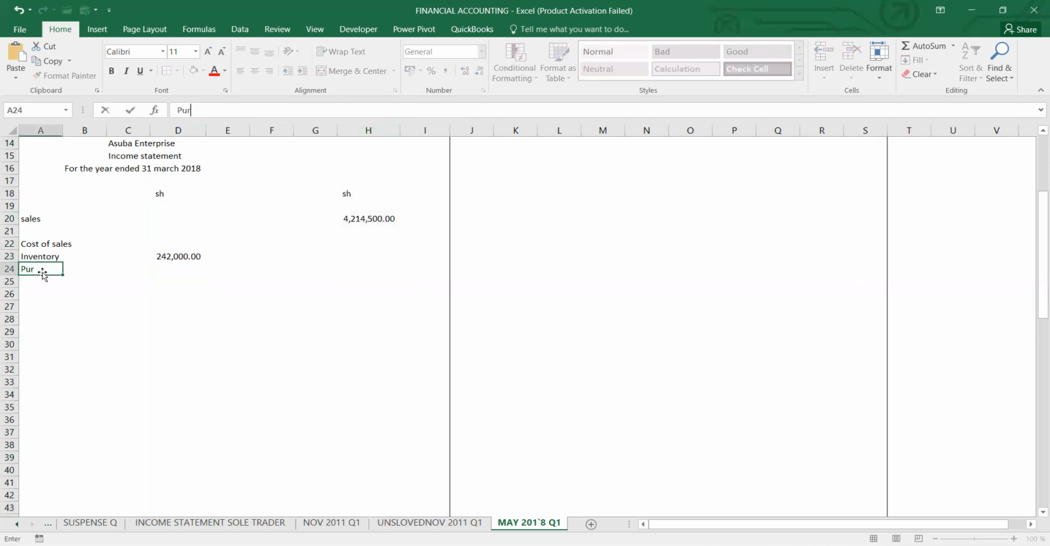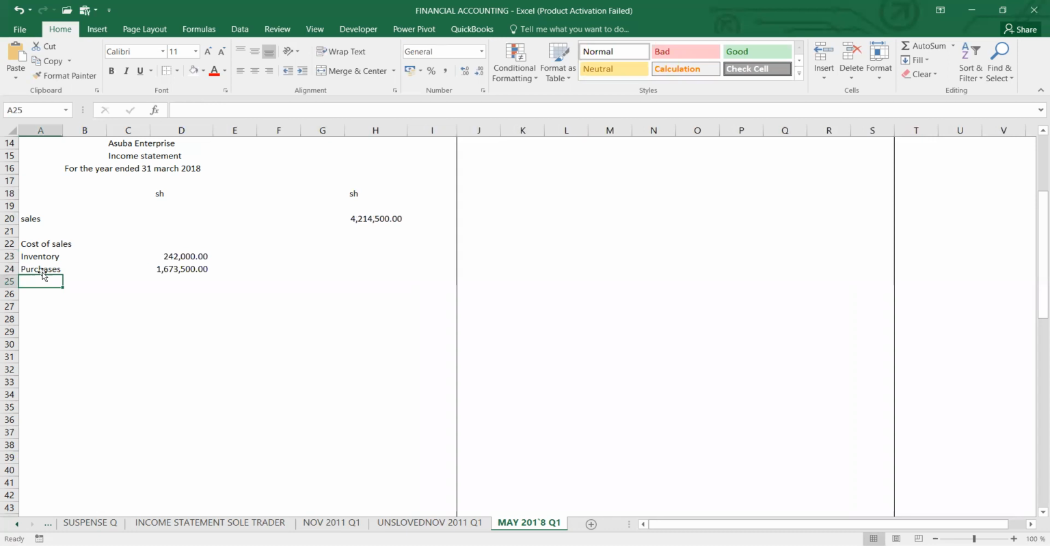Then we have purchases, 16,73,500. Yes. And I see a purchase return, so we less the purchase return. You have done this, so we are just confirming. Purchase return is 6,400. That is purchase return. So we less this one. We put this one in bracket.